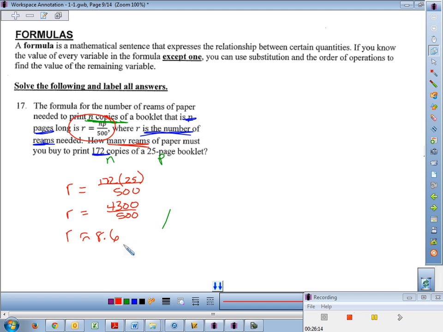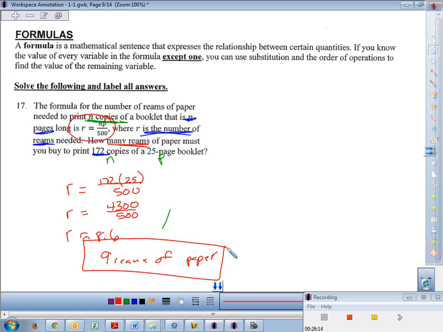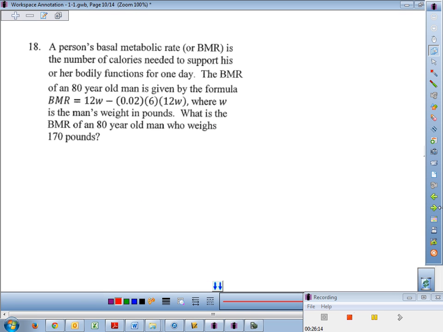And I still got to solve for R. Like this is the algebra behind it. R is about 8.6, but to answer the question, you will need 9 reams of paper. 9 reams of paper. Lovely. Next, read through that bad boy, and then put some variables underneath the numbers they give you.